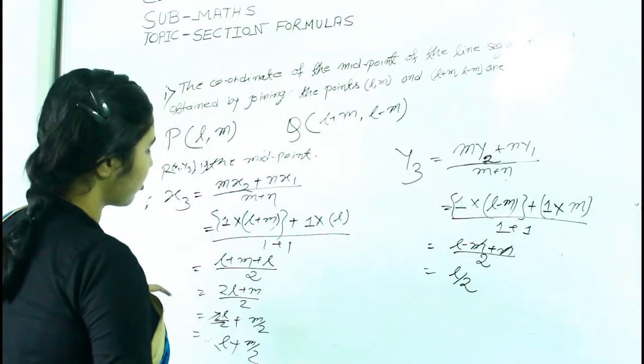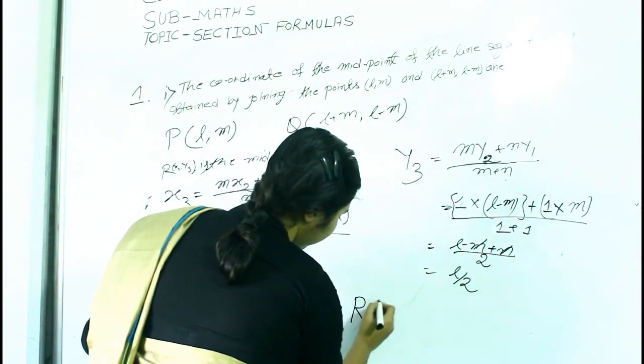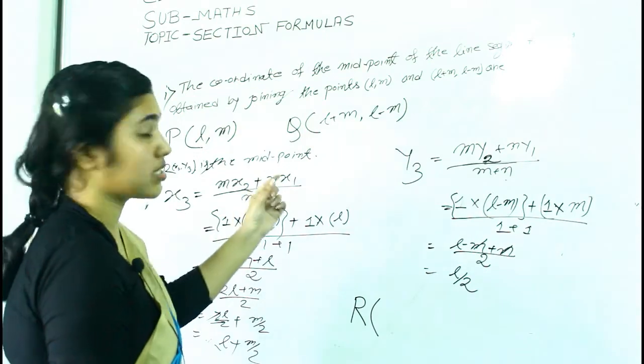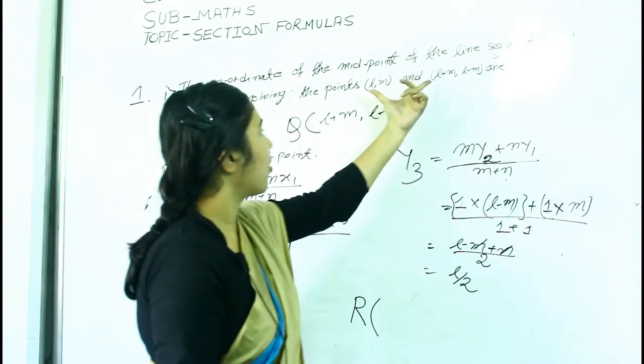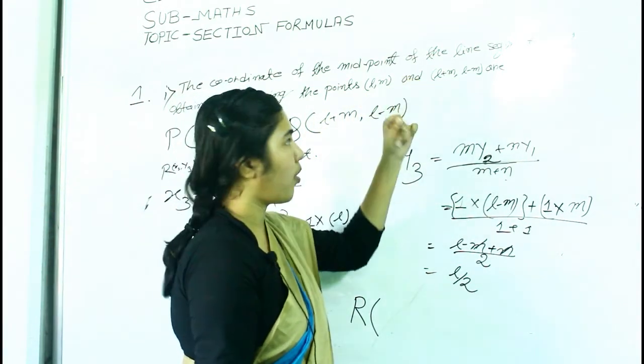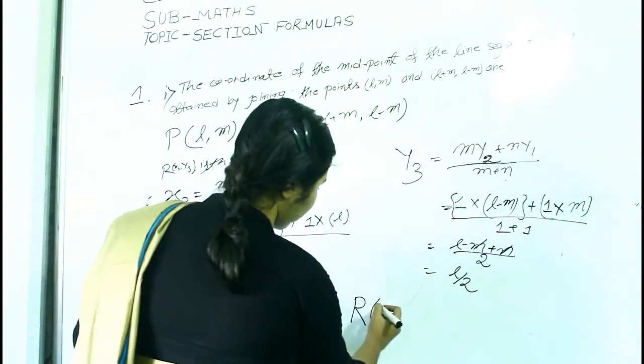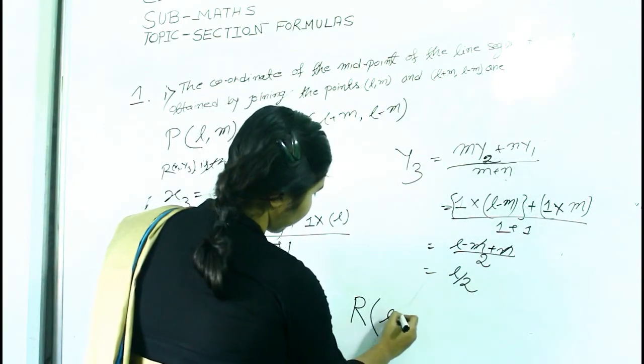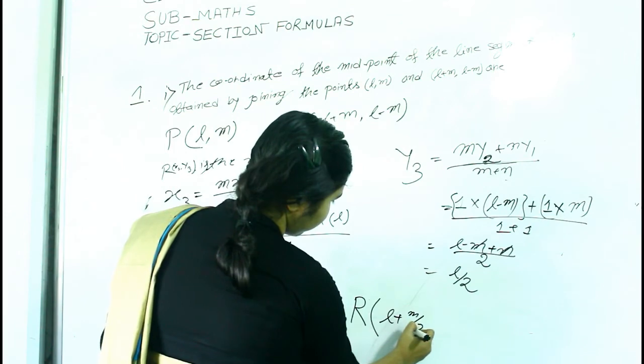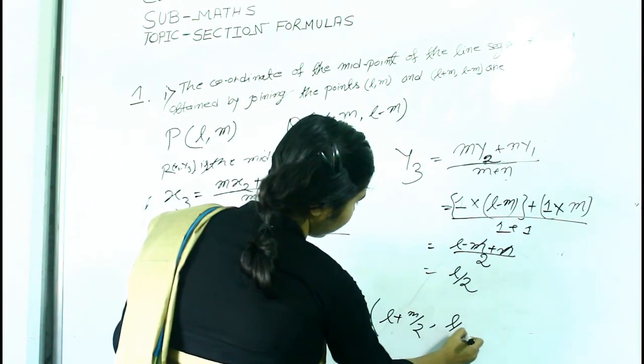So here the coordinate of the point R which is the midpoint of the 2 points. Okay. So the coordinate is L plus M by 2 comma L by 2.